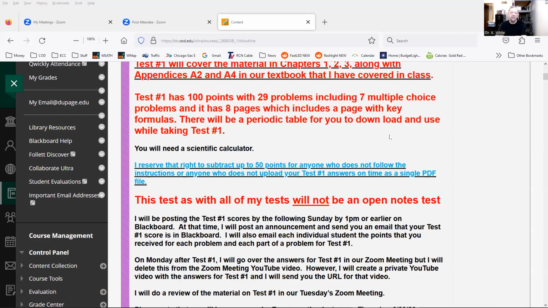Now, there'll also be a periodic table for you to download and use while taking test number one. Use that periodic table only. Now, you will need a scientific calculator, like the one I've shown you. That will help.